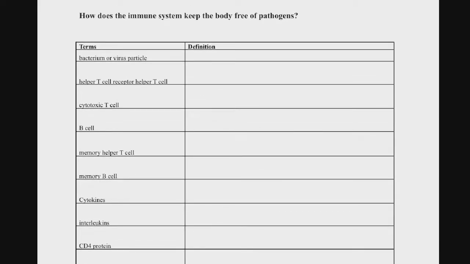Alrighty, so first we're going to look at how the immune system does what it does, and to start off, we're just going to look at some terms and go through and say their definitions.